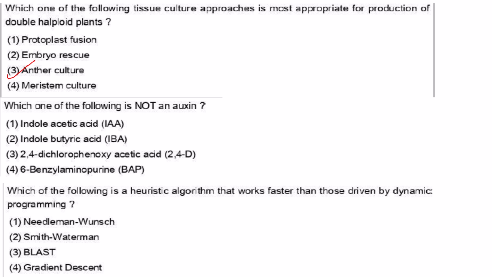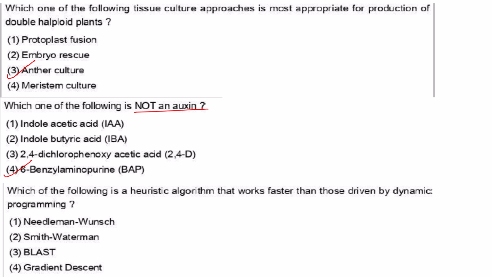Then which one of the following is not an auxin? Indole acetic acid is auxin. It is a natural auxin. Indole butyric acid is a synthetic auxin. 2,4-dichlorophenoxyacetic acid or 2,4-D, again a synthetic auxin. 6-benzylaminopurine is a cytokinin. It is a synthetic cytokinin. So 4 is the answer.